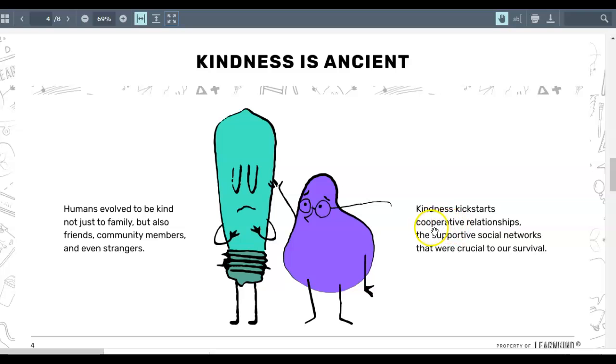Cooperative relationships are the supportive social networks that have been crucial to our society's survival. Social networks, guys, have been around long before computers were. Social networks are those people that you stay connected with in some way, right? Before computers, it was mainly the people that lived in your neighborhood.